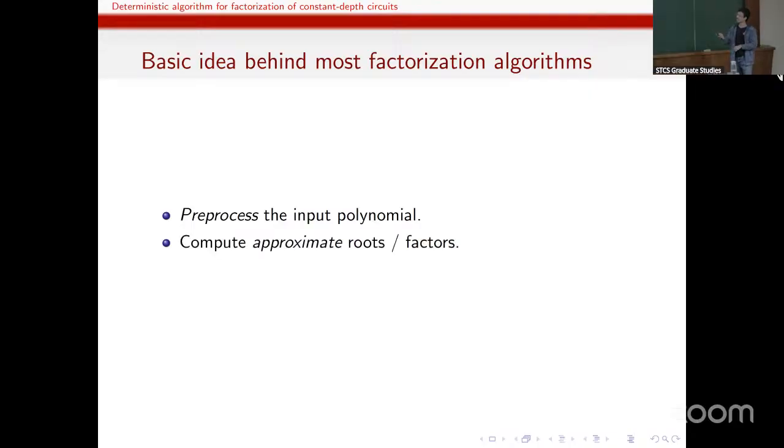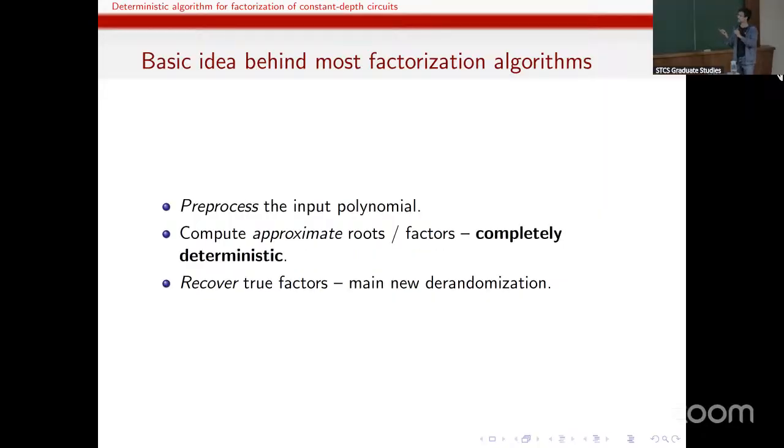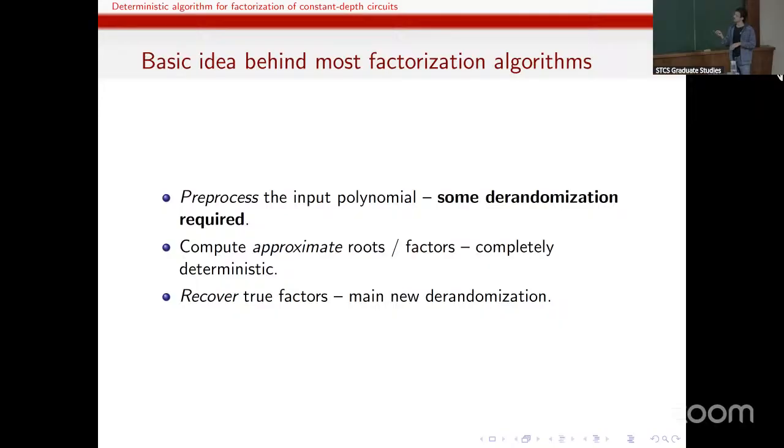Then the second step is to compute these approximate roots, which is really what Shantanu covered: how to use Furstenberg's identity to start from some constants and build approximate roots. And then the final step is to recover the true factors. So this is the main new de-randomization step in some sense. The second step of computing roots, which Shantanu covered, is completely deterministic. The first step requires some de-randomization.